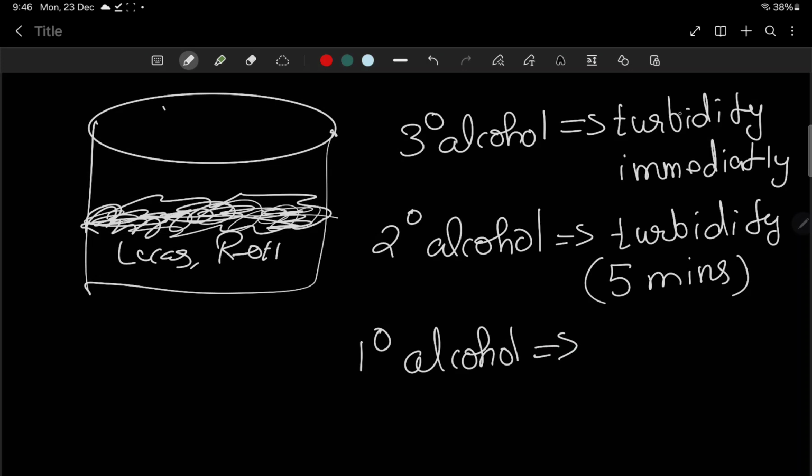Turbidity is like a precipitate, okay? It's like a white kind of precipitate. Look, curd is like a precipitate. When you keep curd for a long time outside, it will split. In my language it's told differently. We'll get something like that. That's called turbidity. Now, if primary alcohol, no turbidity.